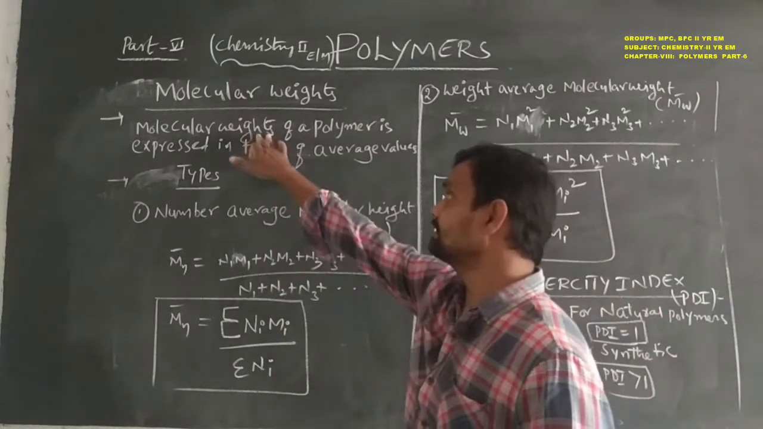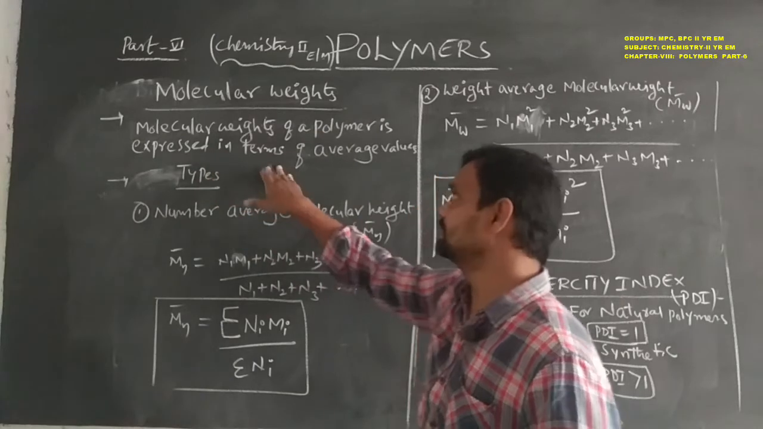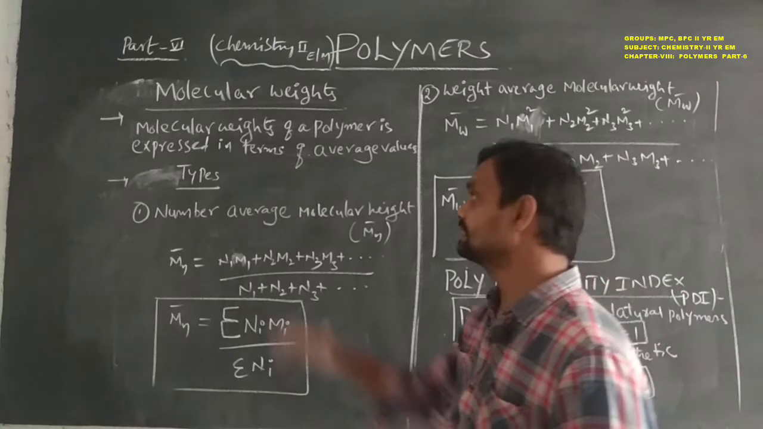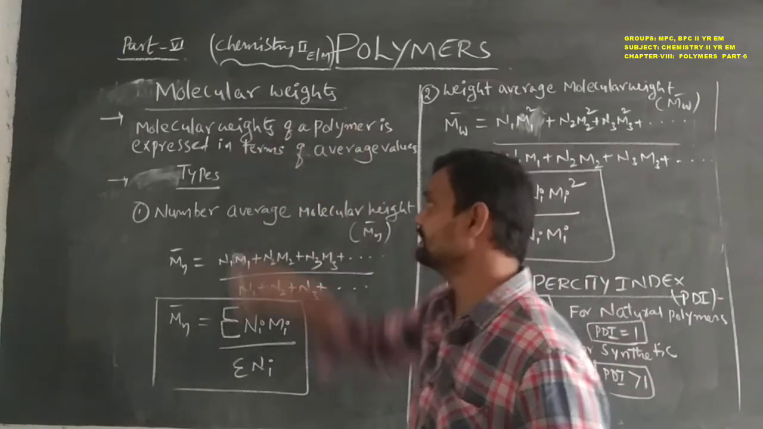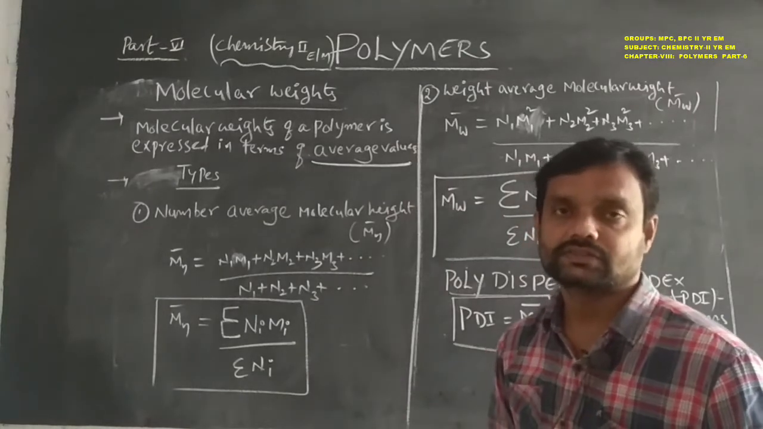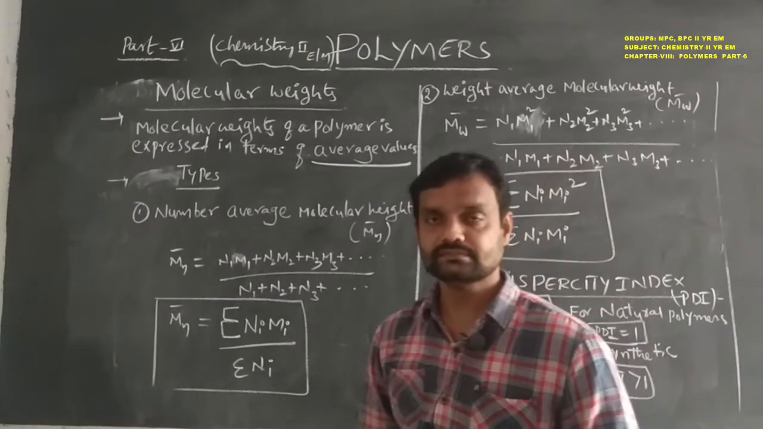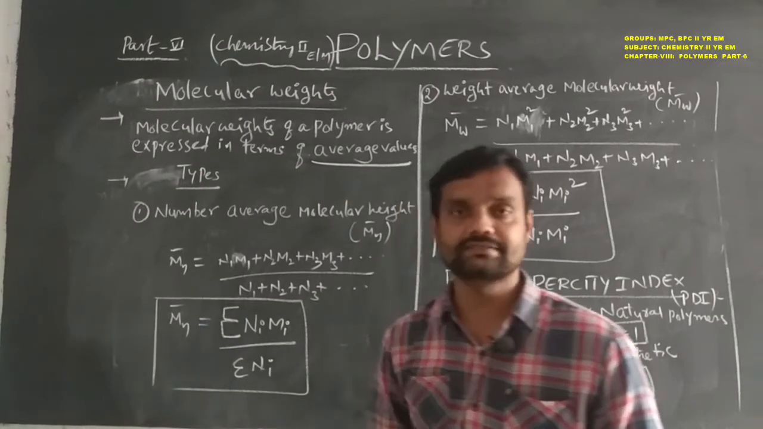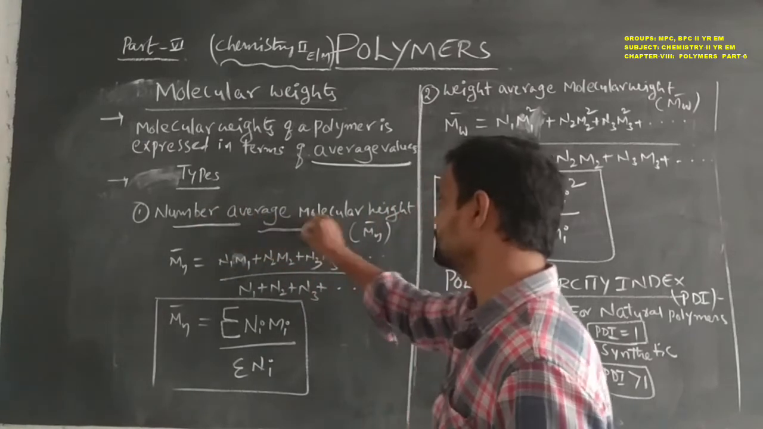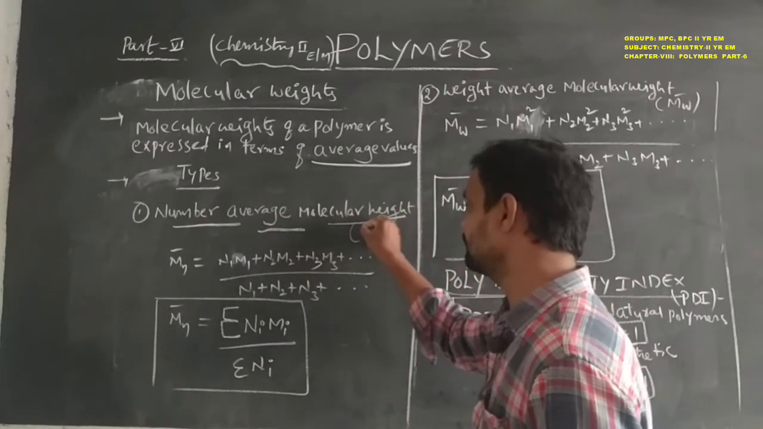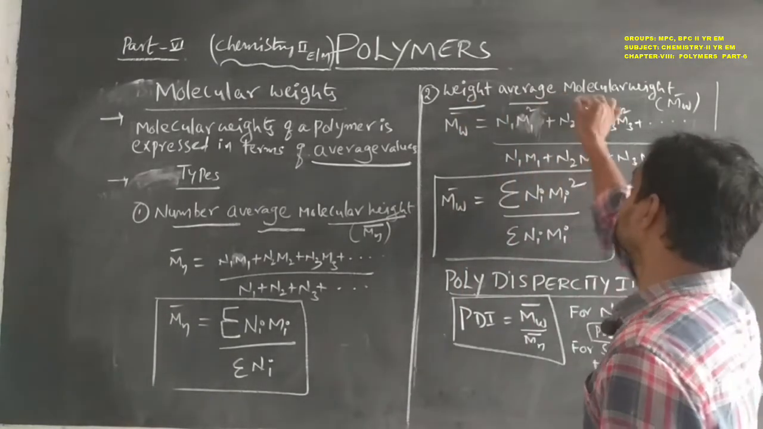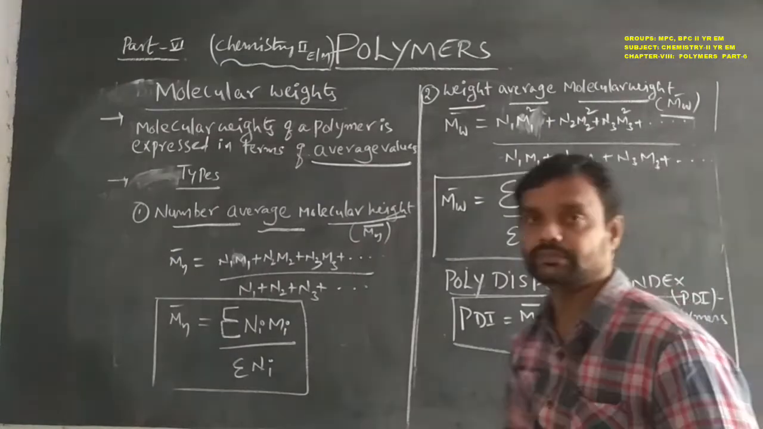So the molecular weight of polymers is expressed in terms of average values. There are two methods for measuring the molecular weight of polymers. One is the number average molecular weight, Mn bar. The second is the weight average molecular weight, Mw bar.